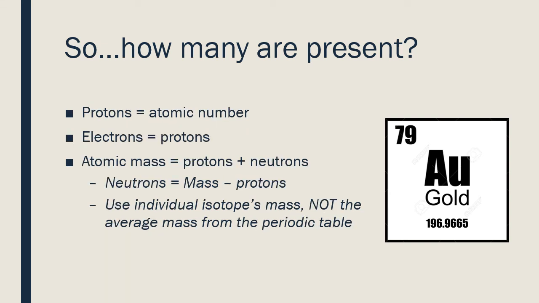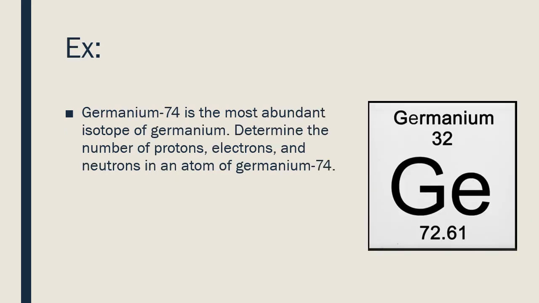So to summarize what we have just discussed, the number of protons is equal to the atomic number. In order to maintain neutrality, the number of electrons for an atom must equal the number of protons. And the atomic mass for an individual atom or isotope is equal to the protons plus the neutrons. This means if you wish to find neutrons, simply subtract the number of protons from the mass. Note, for this, please make sure you are using the individual isotope's mass and not the average mass located on the periodic table. So let's look at an example.